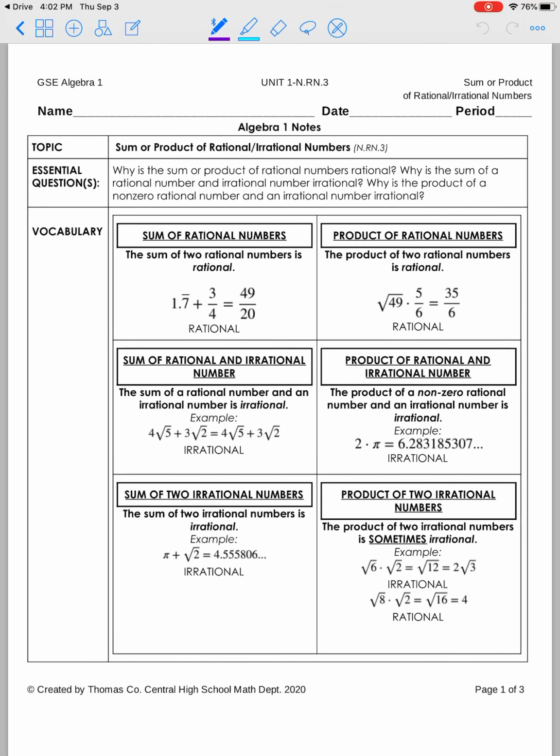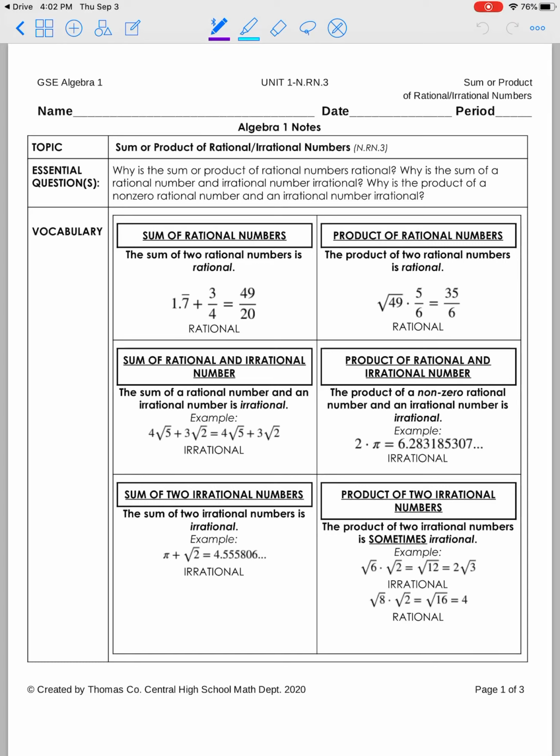In today's lesson, we're going to be looking at whether the sum or the product of rational numbers is rational or irrational. And then we're also going to look at if the sum or product of irrational numbers is irrational or rational. And what is the basis behind these things happening.